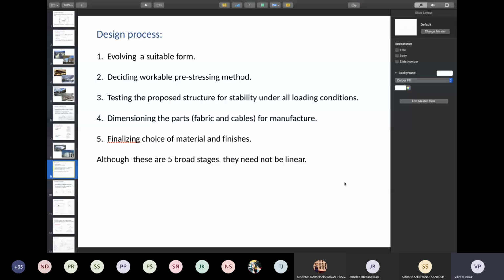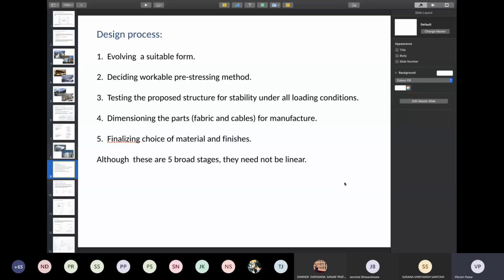Now, how do we, as architects, rather than getting into the working of it, the first step would be how would you design using tensile structures. There are a few steps which are recommended, not necessarily always in this sequence, but at least for beginners, when you are starting, it works. And even in practice, it follows a similar kind of process.